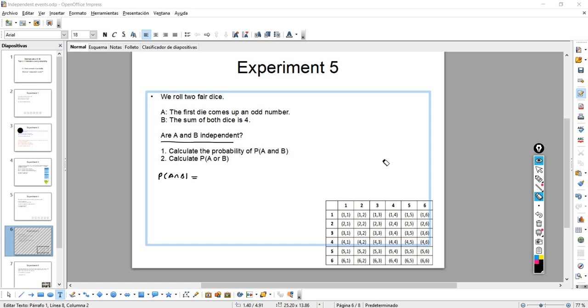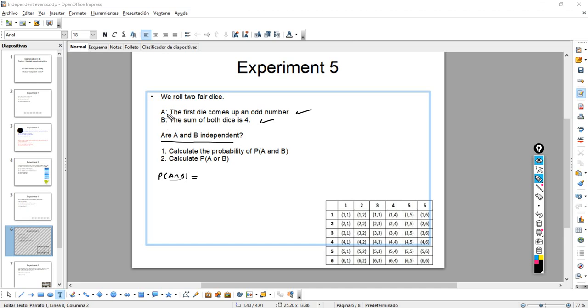Well, the most simplistic method, which is just basically counting all the outcomes that are favorable to this event, the event A and B, or the event in which both of them happen. So, for which outcomes of this are both A and B occurring? For which of these events?